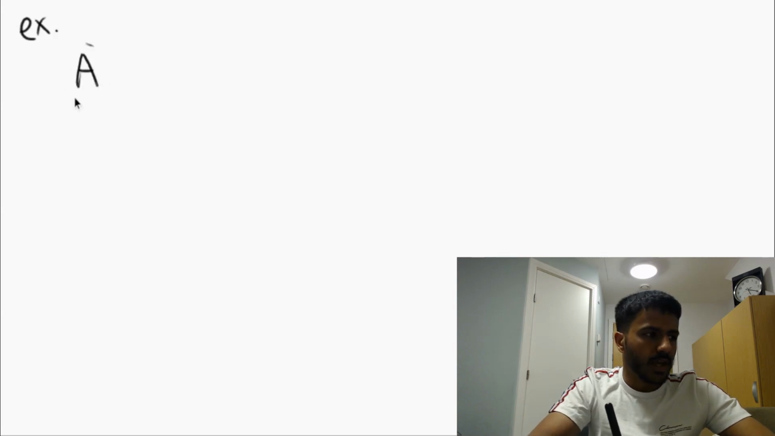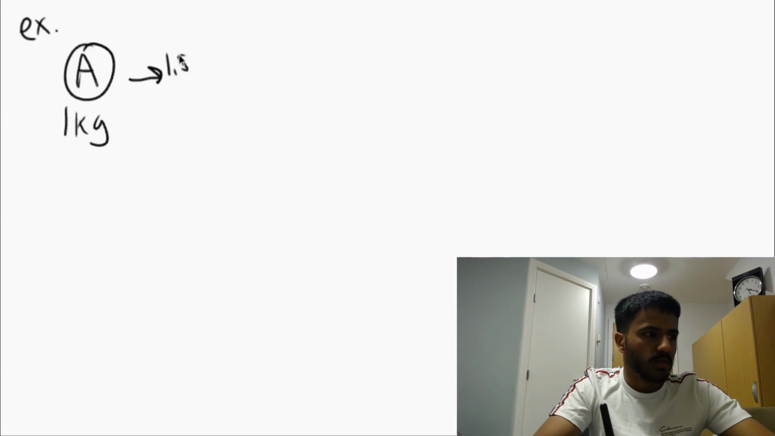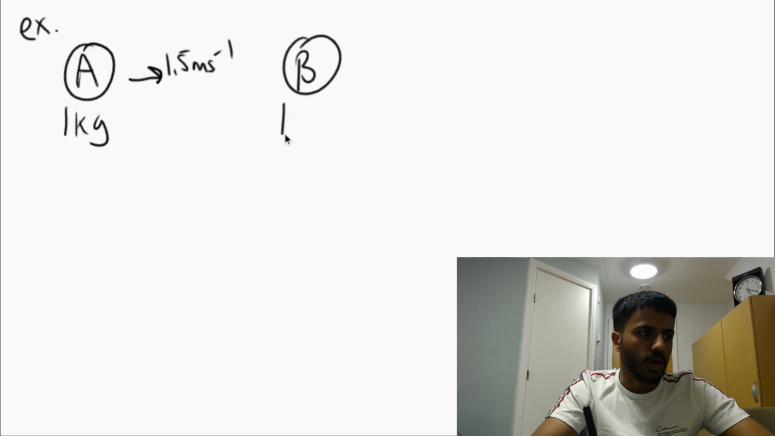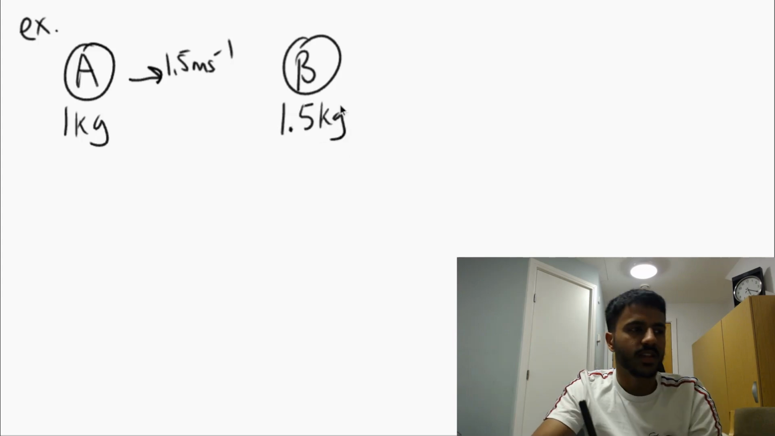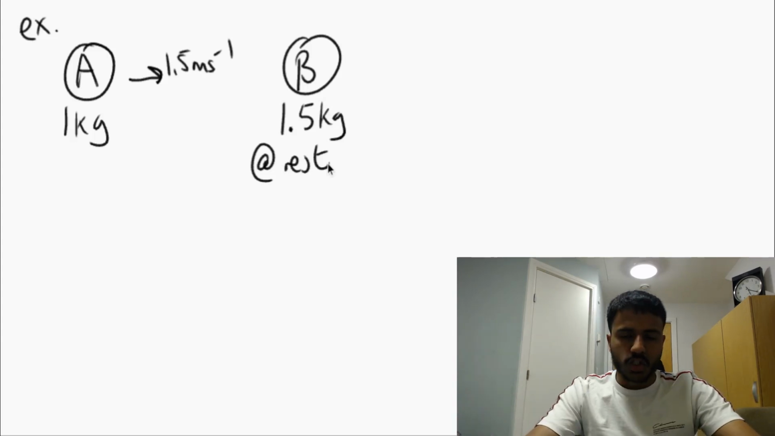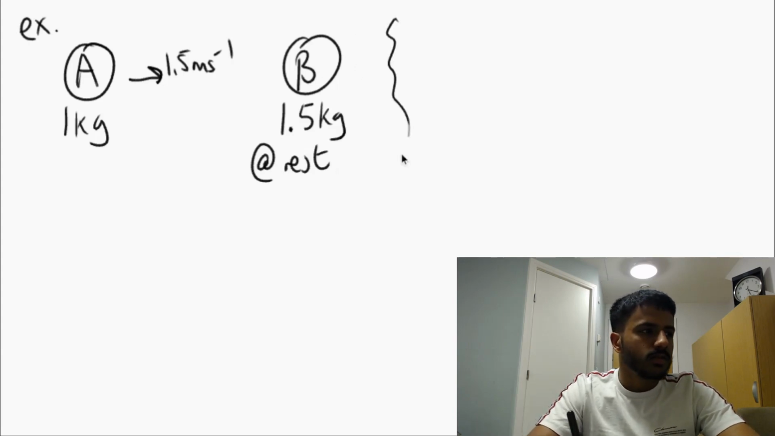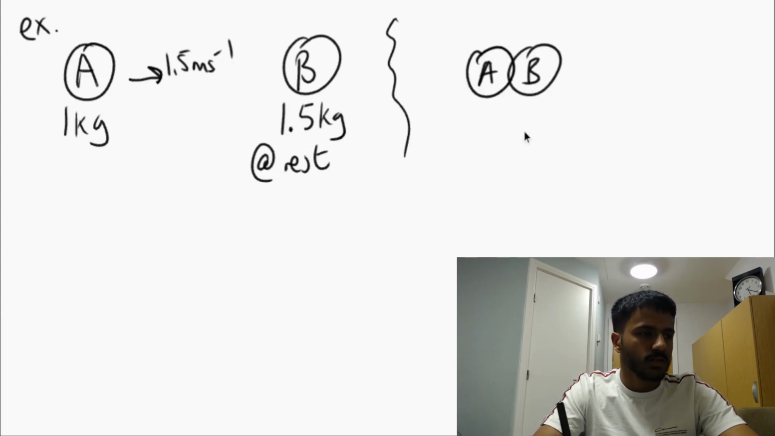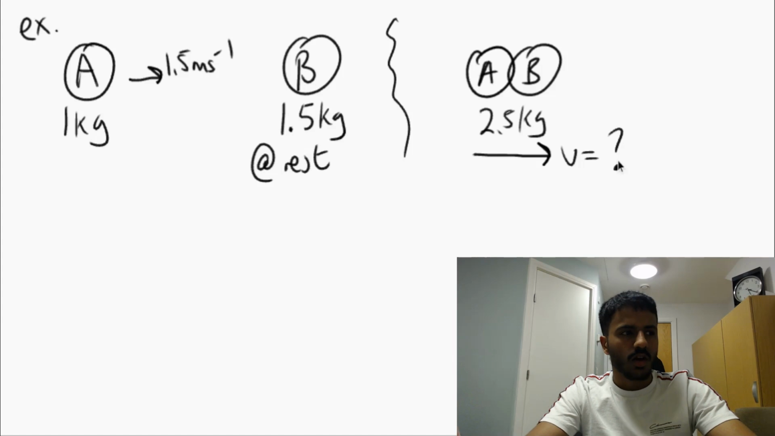Let's say I had this body A of mass 1 kilogram and it was moving at a speed of 1.5 meters per second. And I have this mass B of 1.5 kilograms, and this one is at rest. What that means is it has zero velocity to start off with, it's not moving. And let's say they collide, and after the collision, both A and B stick together, and we know if they stick together, they'll have a combined mass of 2.5 kilograms. And I want to find out what is the speed after collision? What is the velocity after the collision?